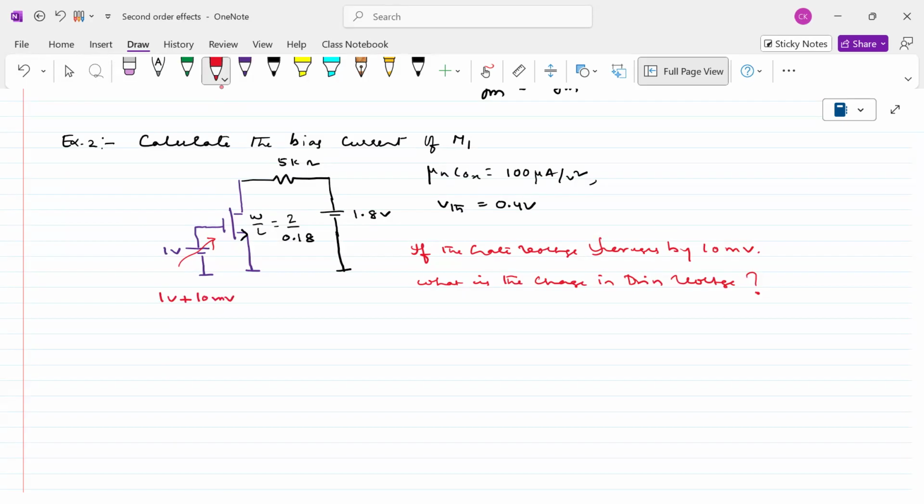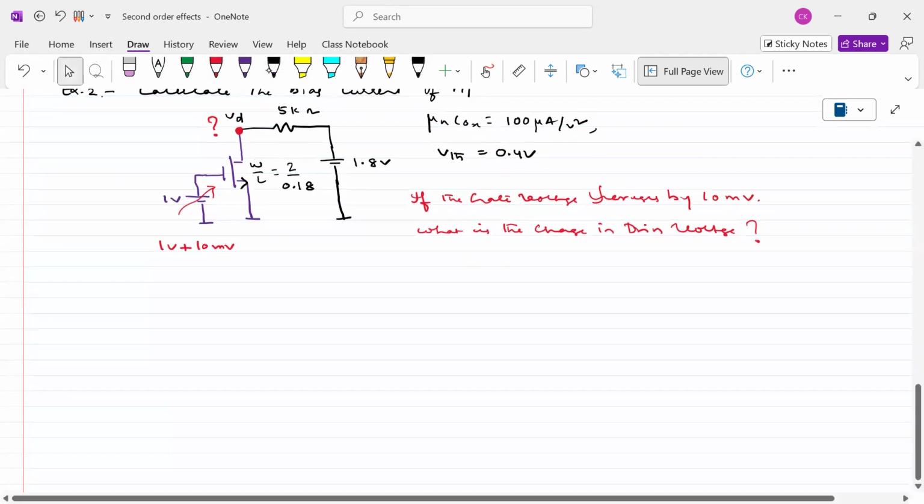That means 1 volt plus 10 millivolts that I have added. Now, there is some kind of voltage here. What is the drain? This is the drain potential, right? So what is this drain potential change that we can see? Now, what is this drain potential here? Can someone tell me what is the drain potential here, VD? So simply it is actually the potential difference between these two, right?